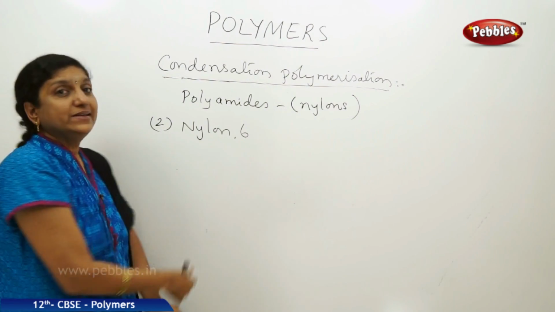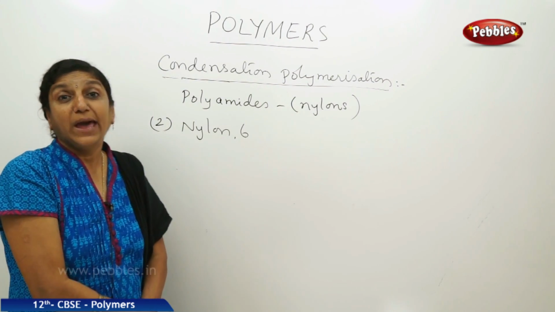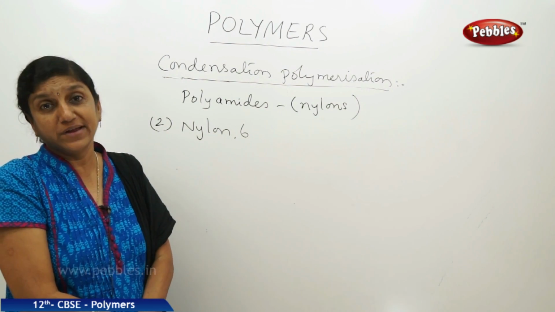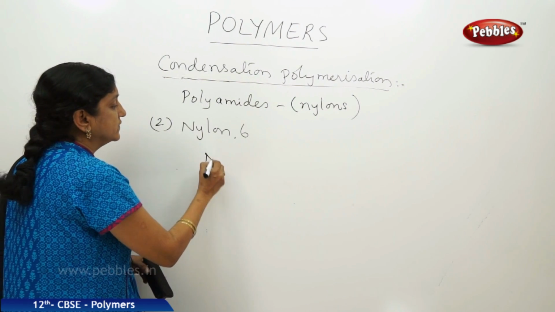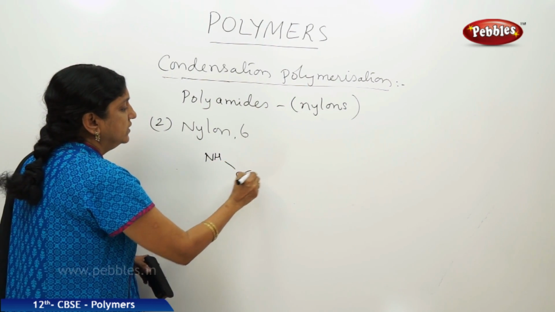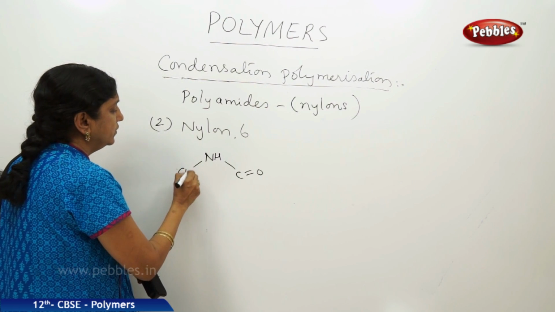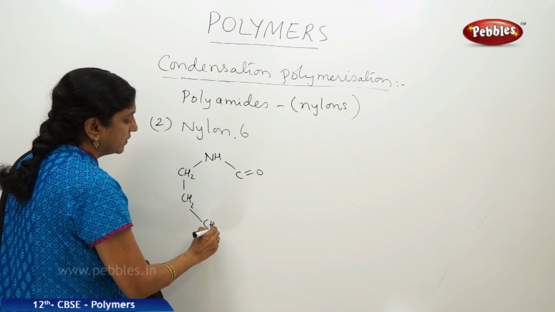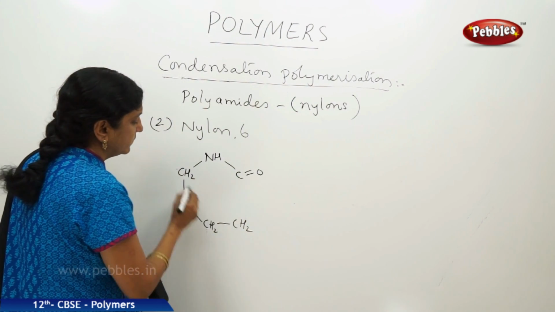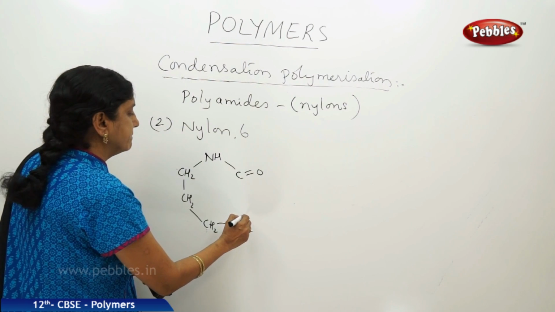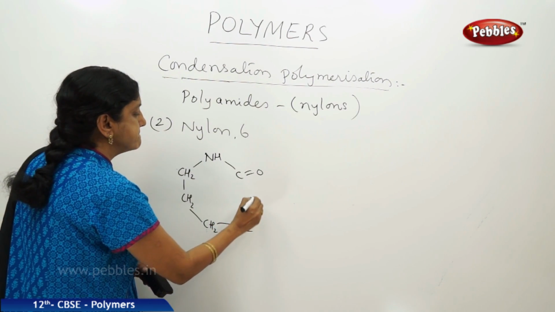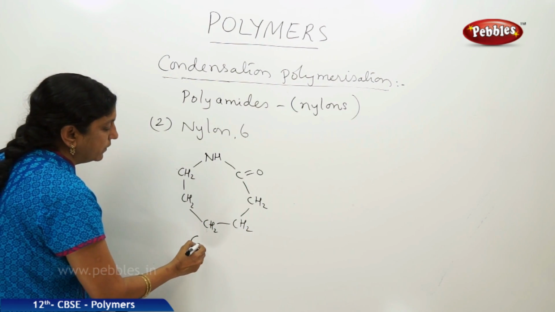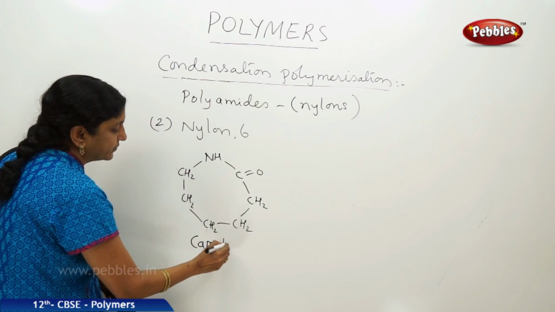Now nylon 6 is a condensation polymer of caprolactam. Now caprolactam is a 7-membered ring having a structure like this. You have NH, C double bond O, and you have 5 CH2 groups arranged in a ring. So these are 4, that is the 5th one. So this organic compound is called caprolactam.